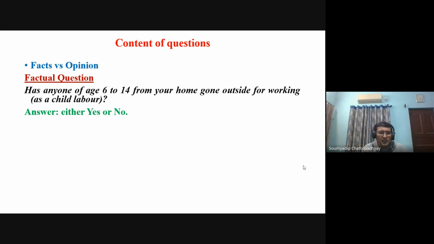Okay. So this is one hypothetical question: has anyone of age 6 to 14 from your home gone outside for working as a child labor? Your answer could be either yes or no. So this is a factual question. That means in your locality, the children who are between 6 to 14 either have gone outside their home for working, or they haven't gone outside their home for working. So the answer is either yes or no. That means it is a fact.